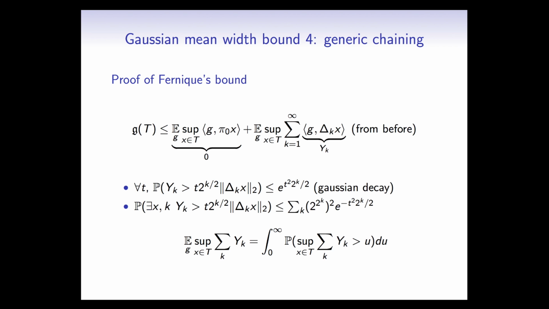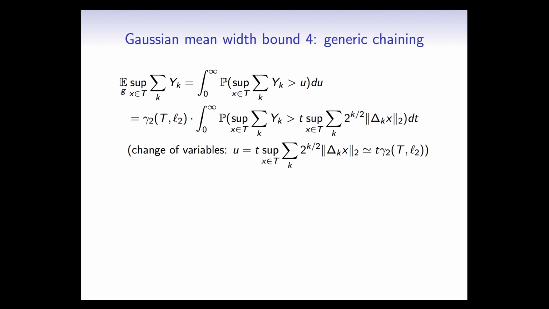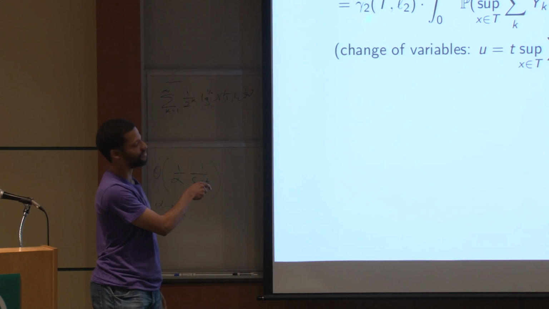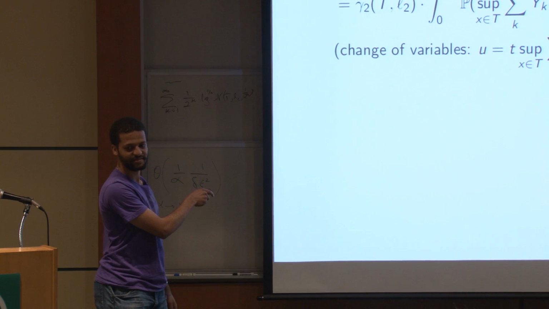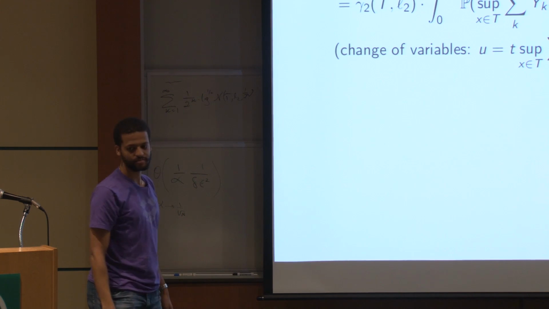And using this property, what we're tempted to do now is a change of variables. So I'm going to set u to basically be t times gamma 2. And when I do a change of variables, gamma 2 just pops out, right? And then I have this integral, the integral from 0 to infinity, the probability that this is bigger than that dt.